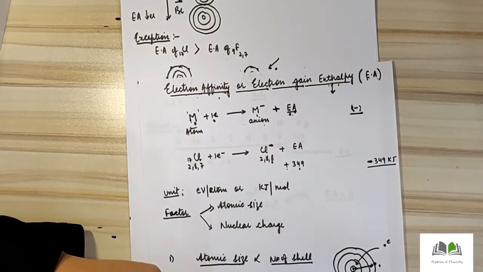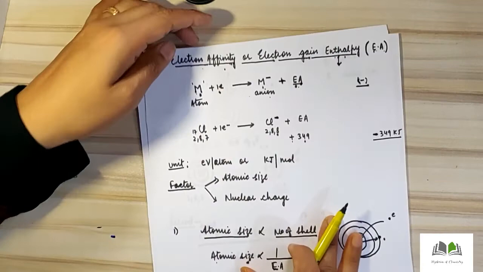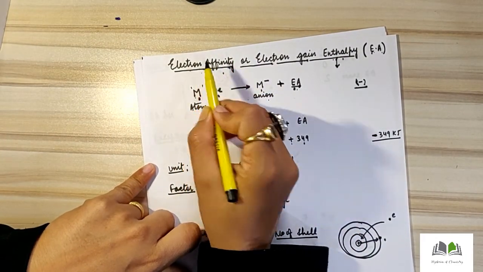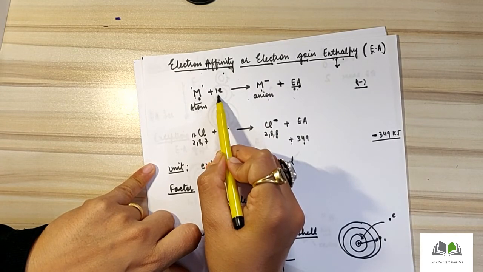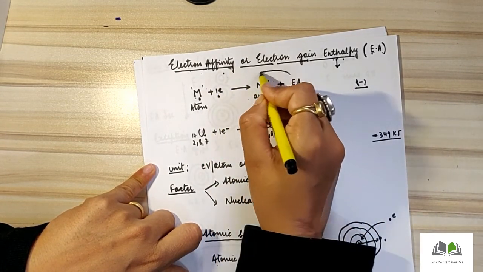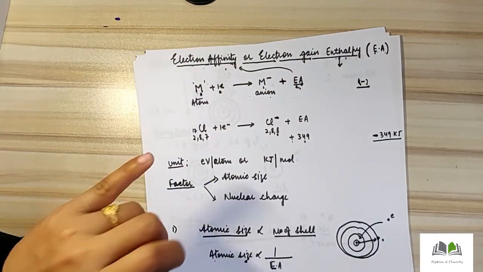And how can you remember this? We know that electron affinity has A for affinity, A for addition. So whenever there is addition of one electron, the amount of energy which is given out is known as electron affinity. So like this you can remember this.